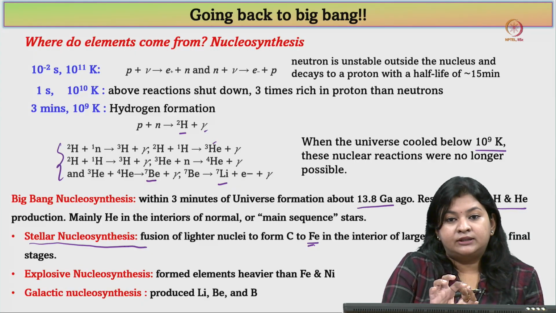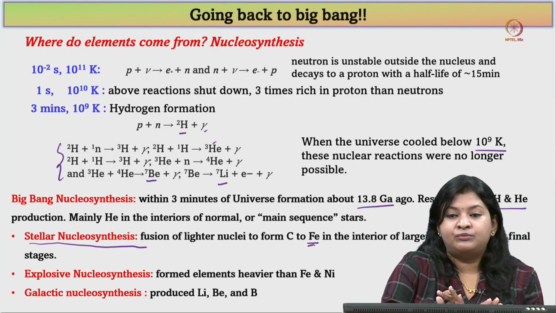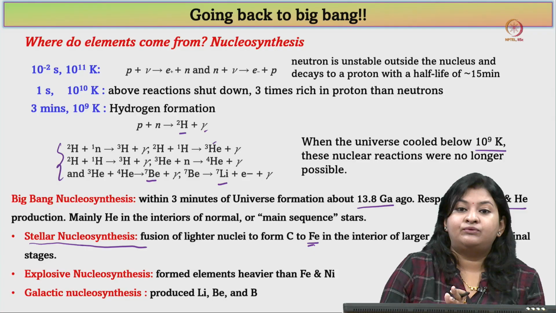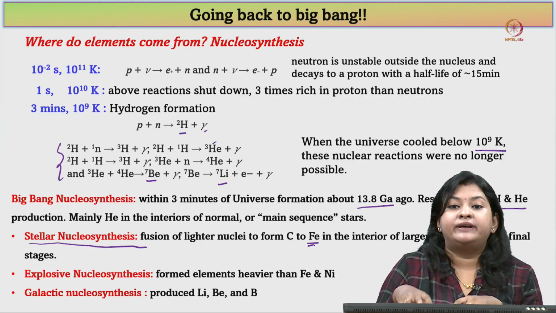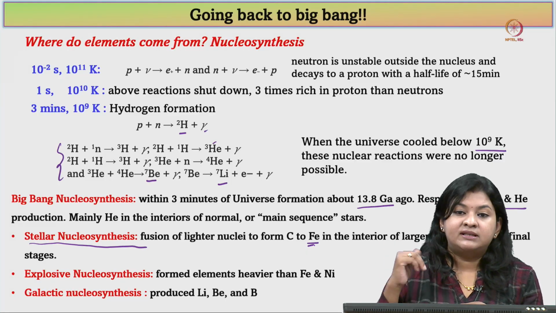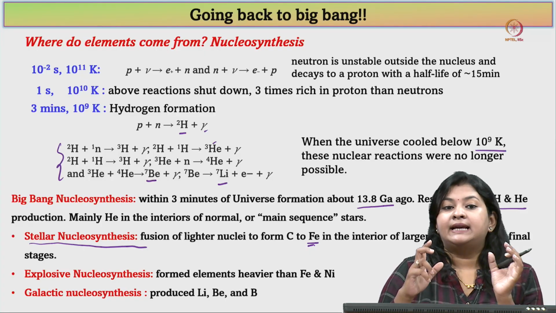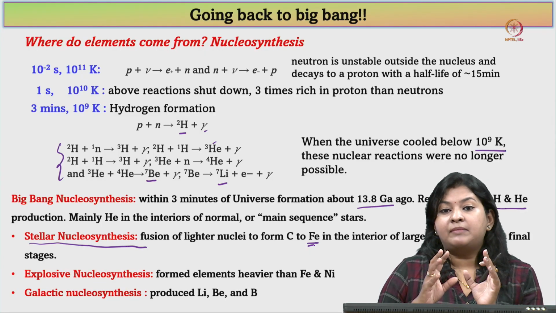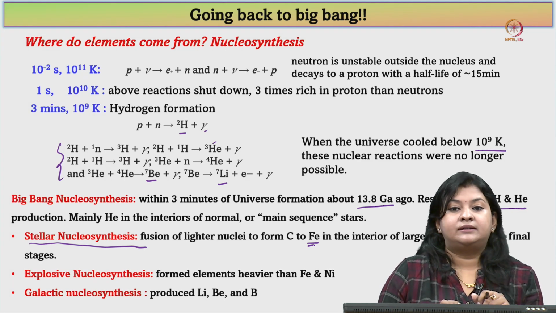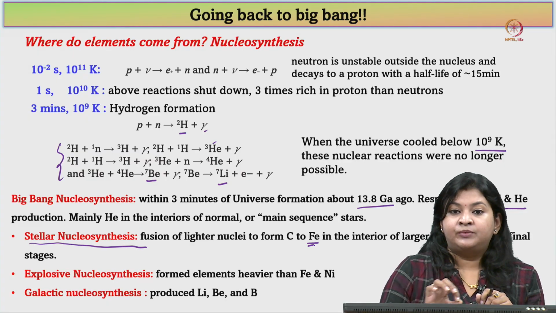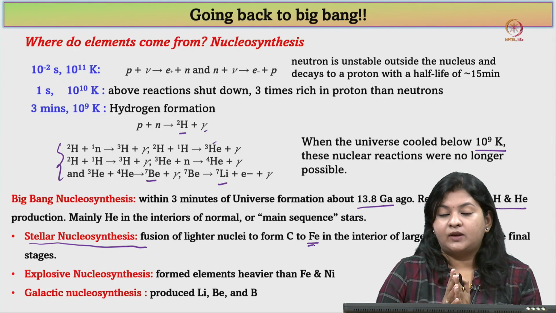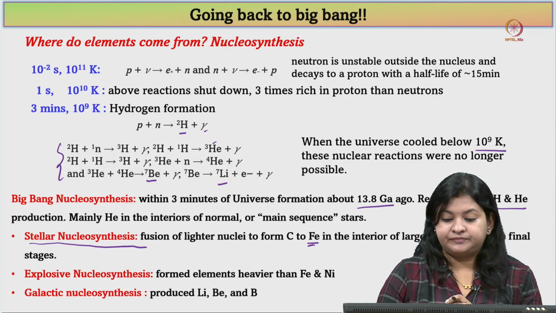So, this is a very brief overview of how these elements are getting formed. During the first initial period of the Big Bang, we mostly had a lot of hydrogen and helium. Then during stellar nucleosynthesis, we formed up to iron. After that, it moved to explosive nucleosynthesis processes, where all the heavy elements beyond iron started forming. And during galactic nucleosynthesis processes, some other elements, such as lithium, beryllium and boron, started forming. All these processes happen during the burning stages of a star.